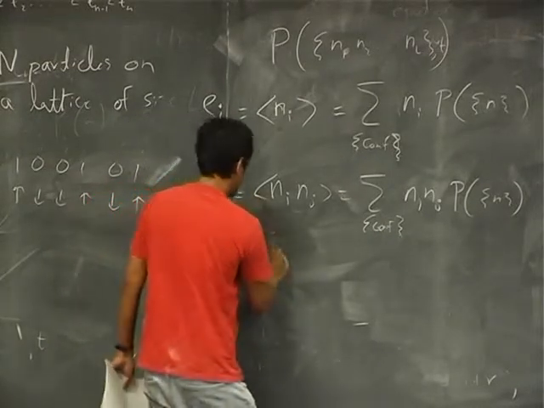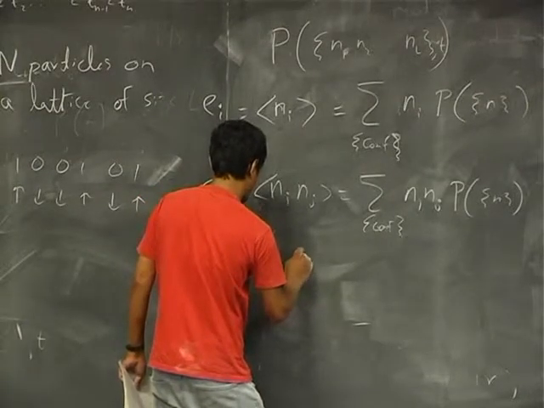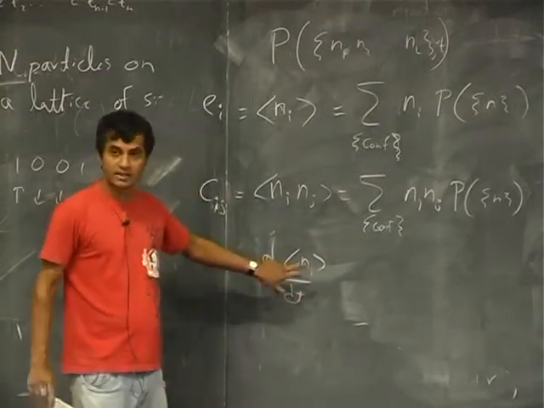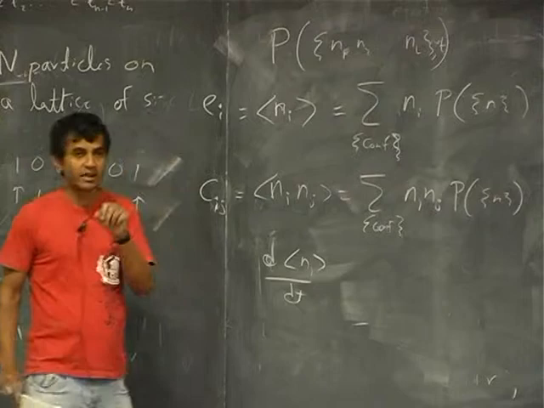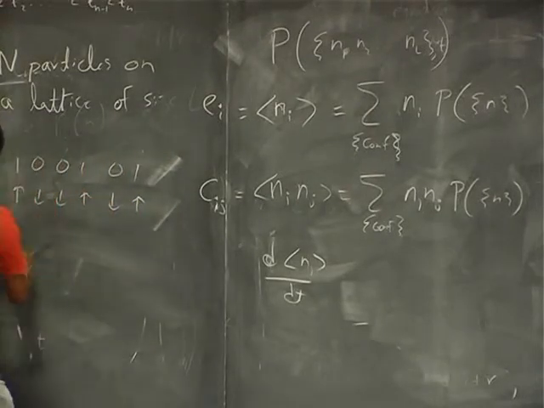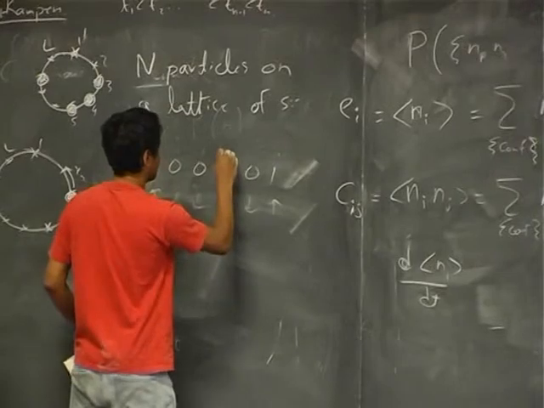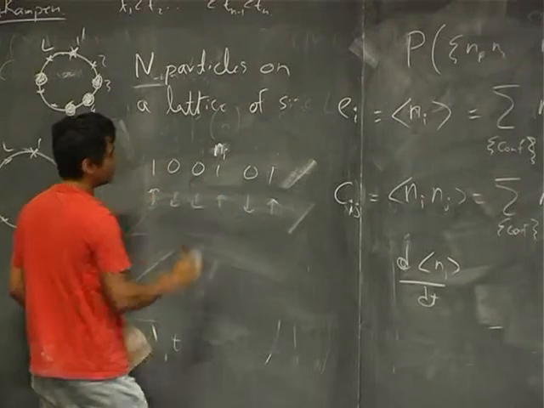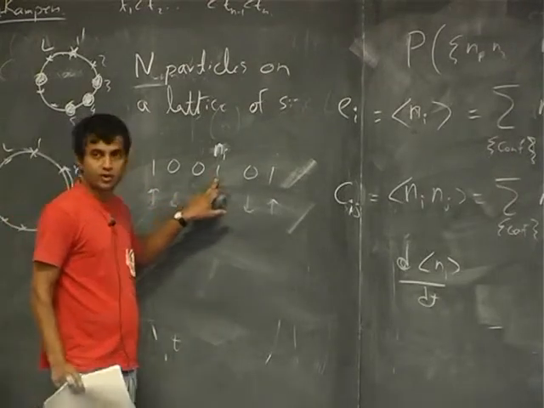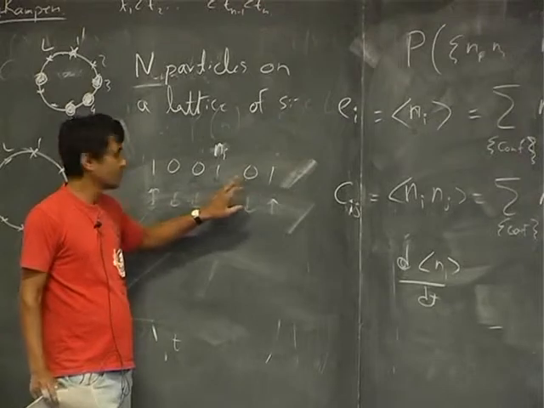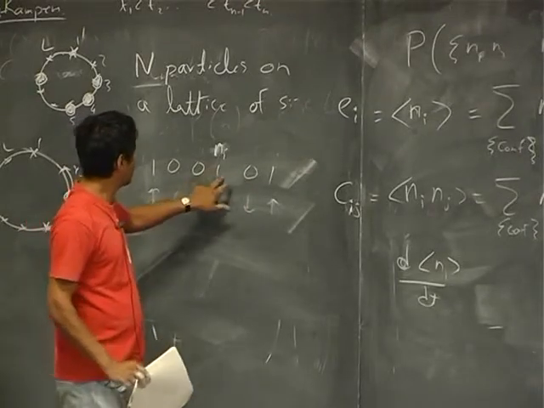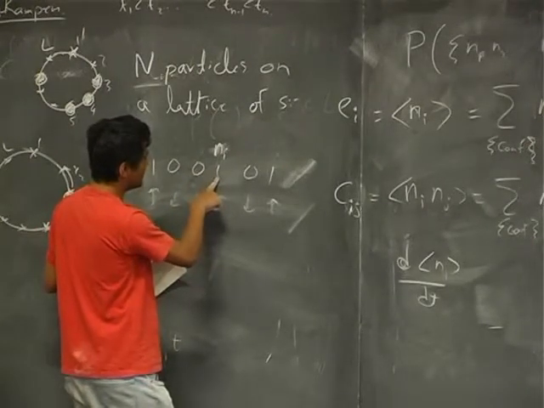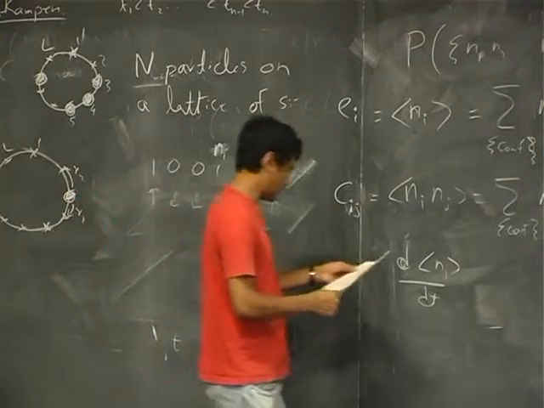Now if I look at d rho i/dt, if there's some number density at some place, how can it change? Let's say this is the ith site. Right now n at this site is 1. It can change in what ways? It can lose if this particle goes to this neighbor, and it can gain if there was a 1 here and a 0 here.